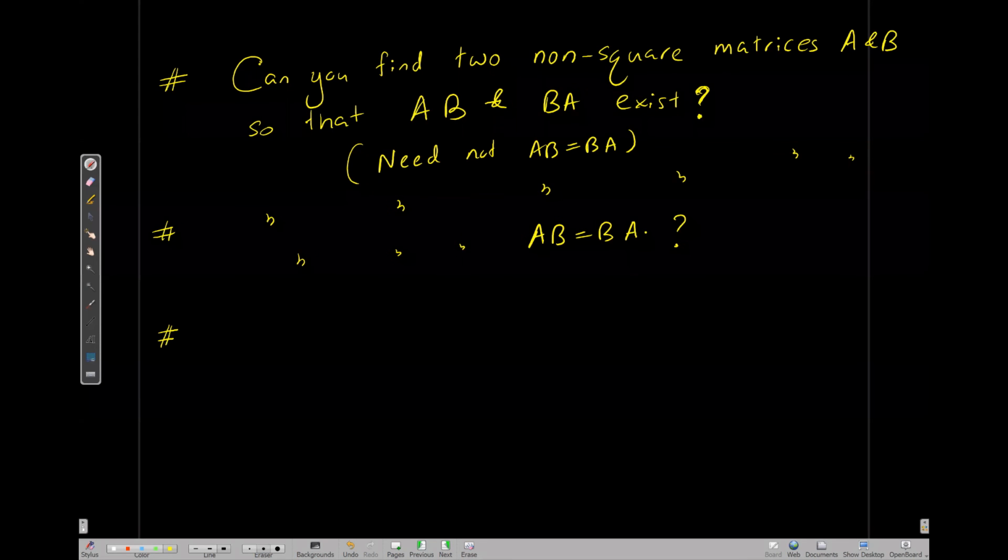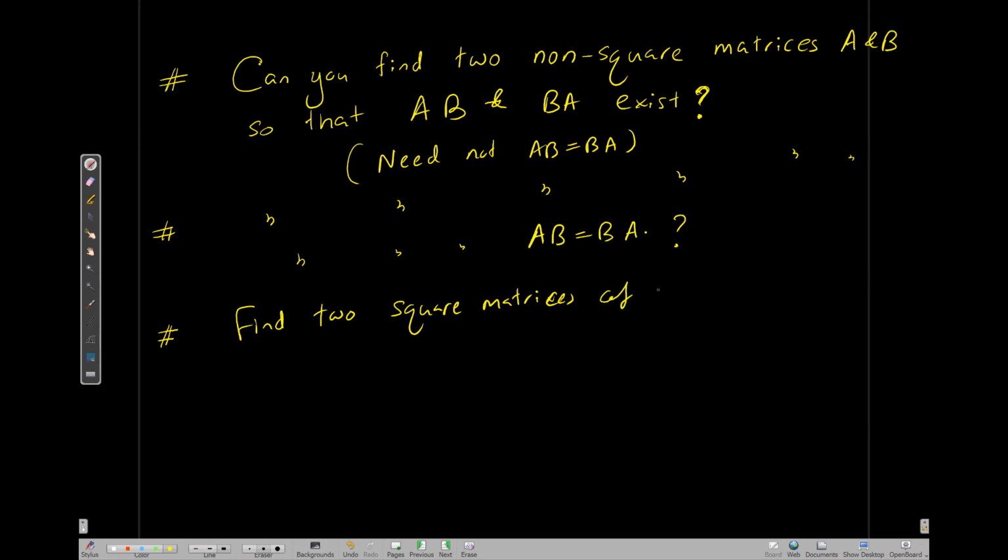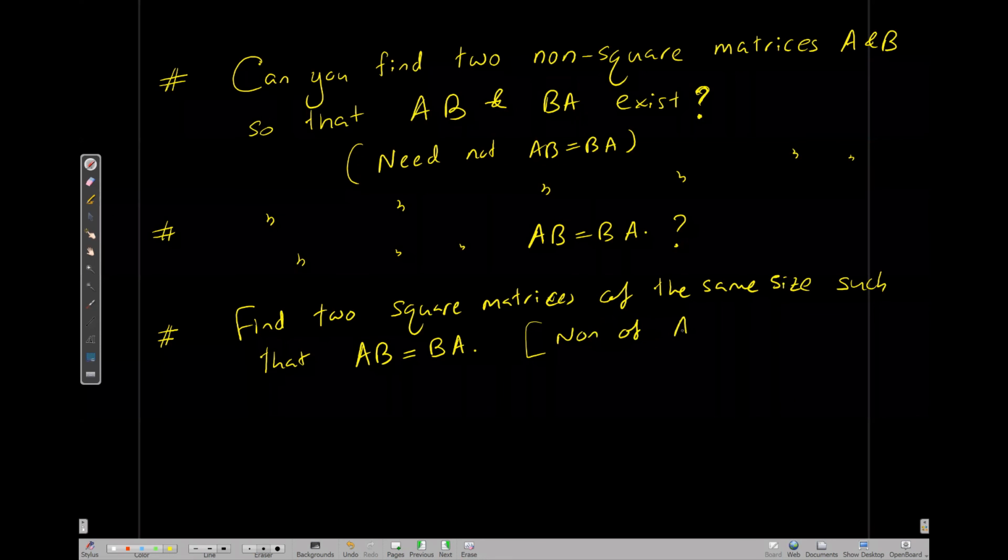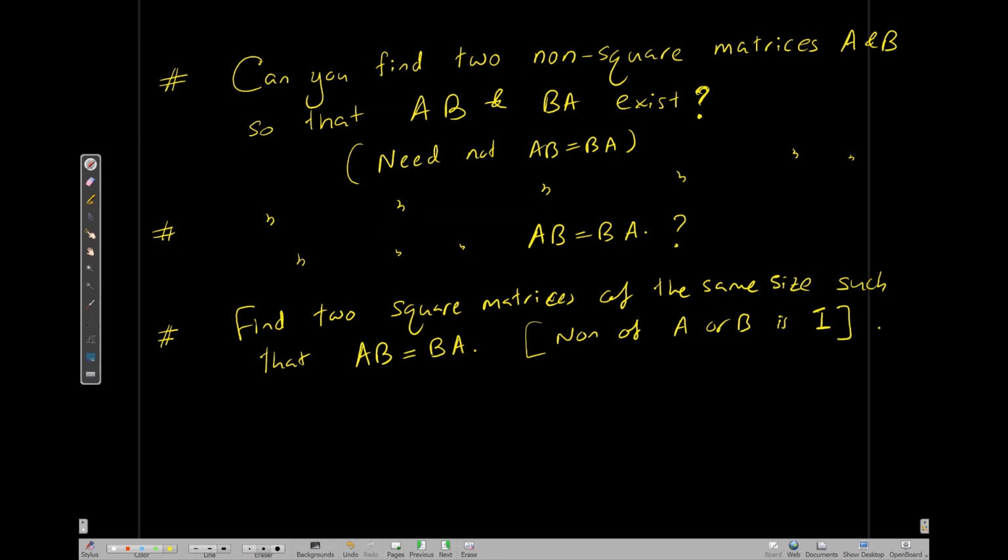And next one, find two square matrices of the same size such that AB equals BA, but none of A or B is identity. Because if you make one of them identity, that's pretty easy, it will work.